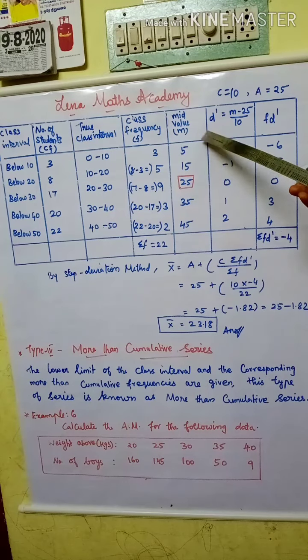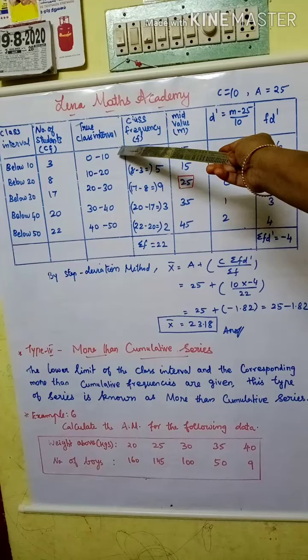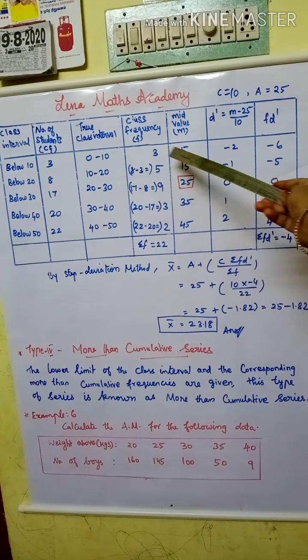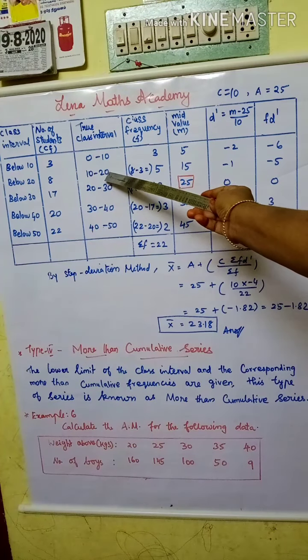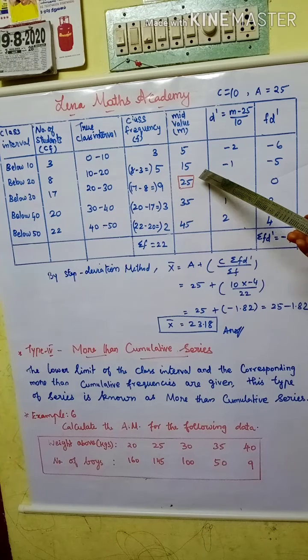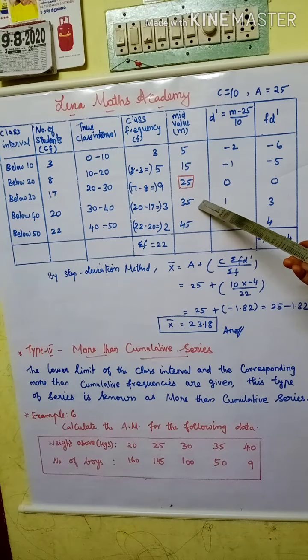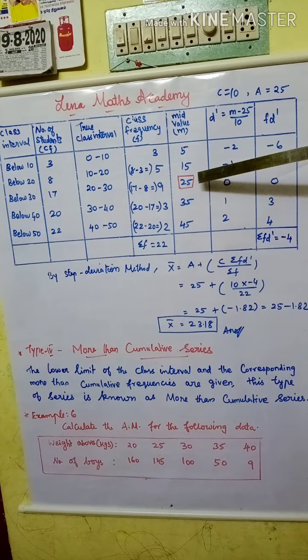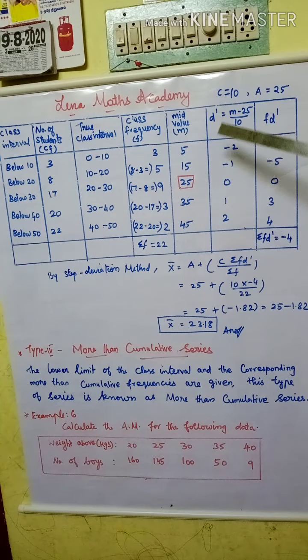Next, the mid value. For 0 to 10, 0 plus 10 divided by 2 is 5. 10 plus 20 divided by 2 is 15. 20 plus 30 divided by 2 is 25. Similarly, we get 35, 45. Next, the d dash value. The central value is the assumed mean A equal to 25, common difference 10. So d dash equals m minus 25 divided by 10.